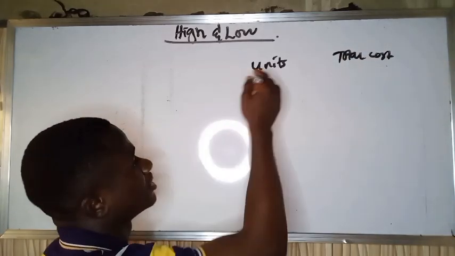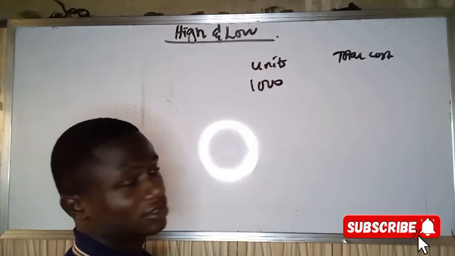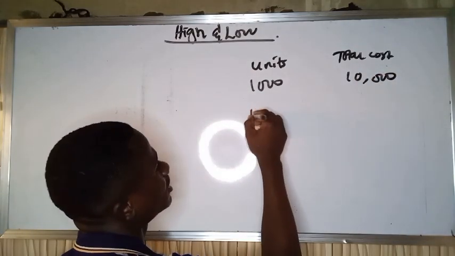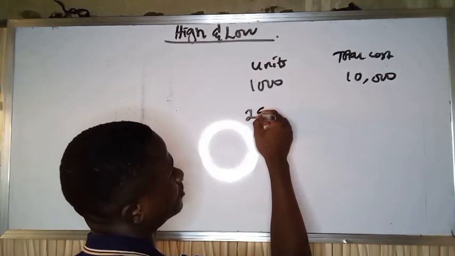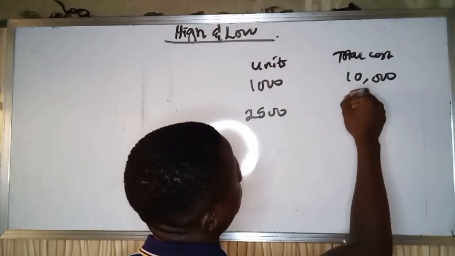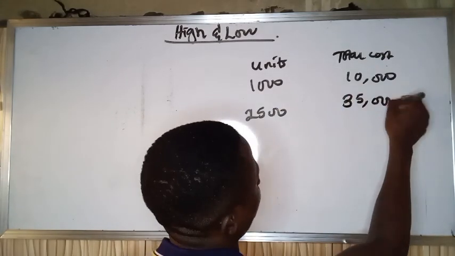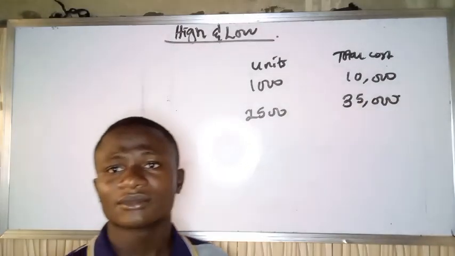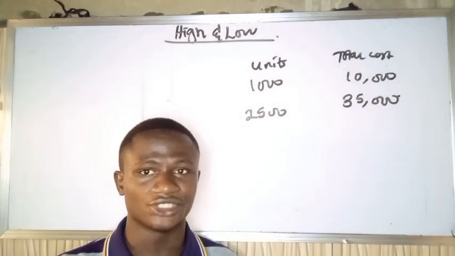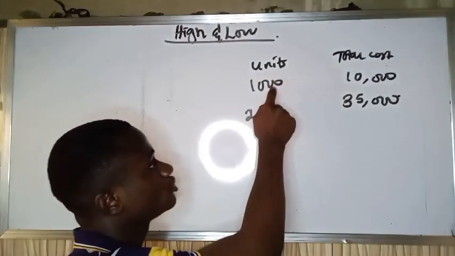Now, let's say I produce 1,000 units. My total cost is 10,000. Then I produce 2,500 units. My total cost is, let's say, 35,000.